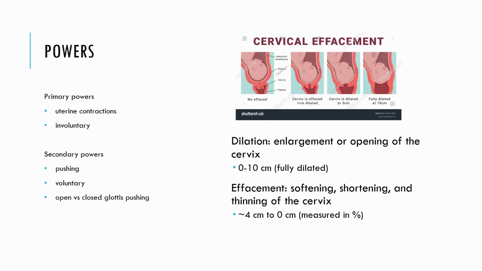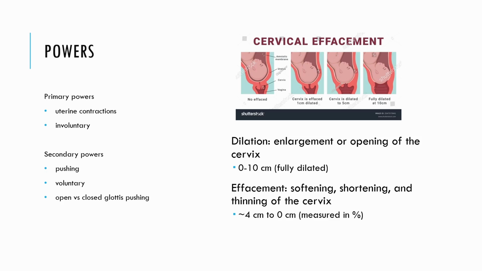So powers is made up of the primary and secondary powers. Primary is the uterine contractions, okay? It's the primary part of labor. This is involuntary, so you can't just say uterus contract. It does it on its own. The secondary power is mom's pushing efforts. This is voluntary, meaning she has control over this part, how good she's going to push, how hard, how effective. This is how she can contribute or affect her labor and delivery.